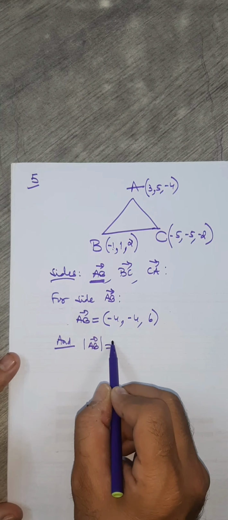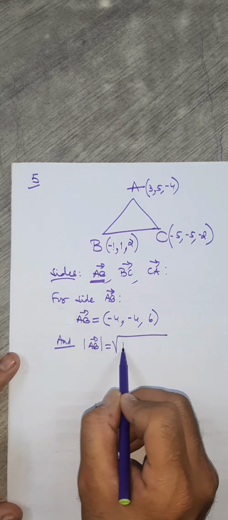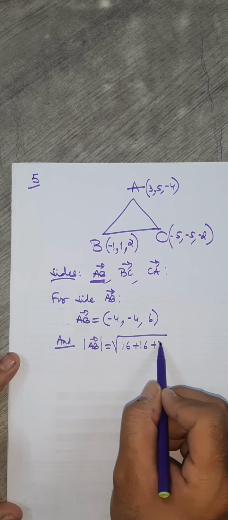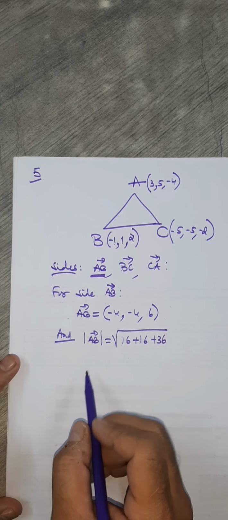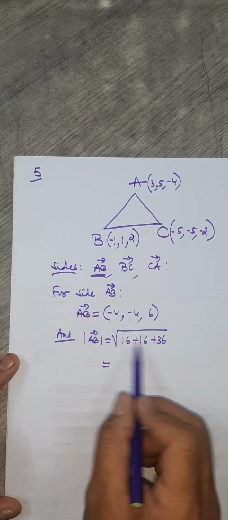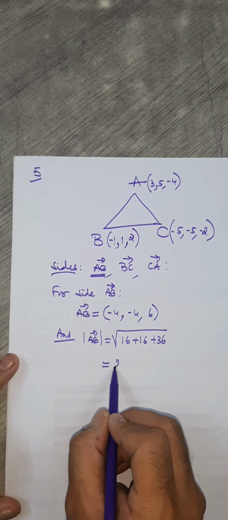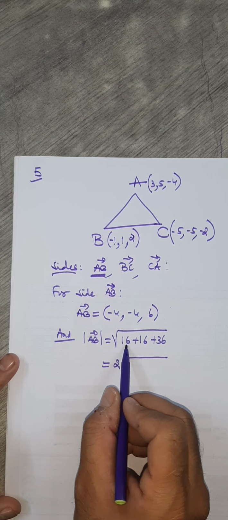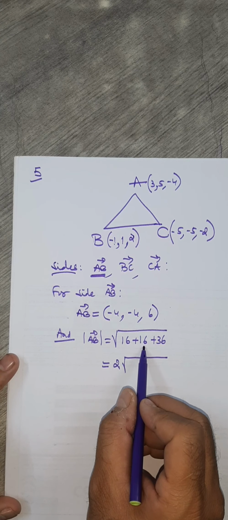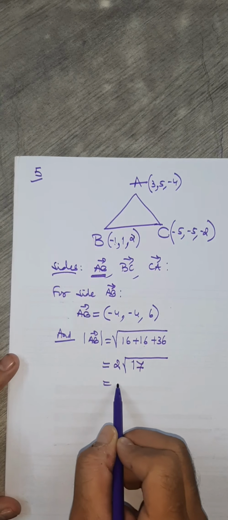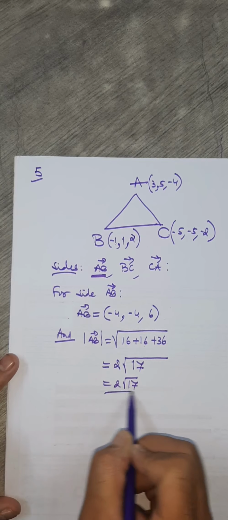What is its magnitude? Minus 4 whole square, 16, plus 6 square, which is 36. So what will we get from this? You can take 4 outside, it will be 2. If I take 4 outside, you are left with 4 plus 4, 8, and here 9, so we get root 17 here. So it is 2 root 17, remember.